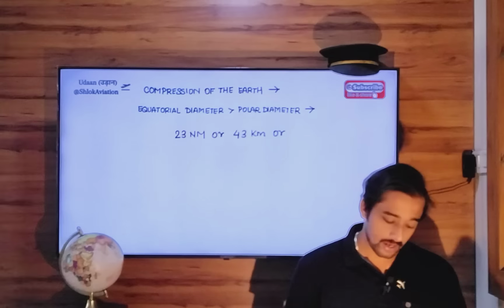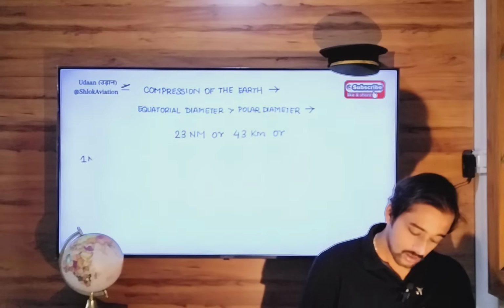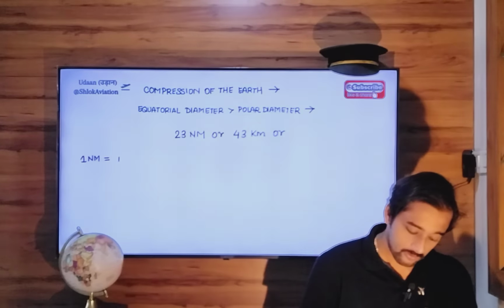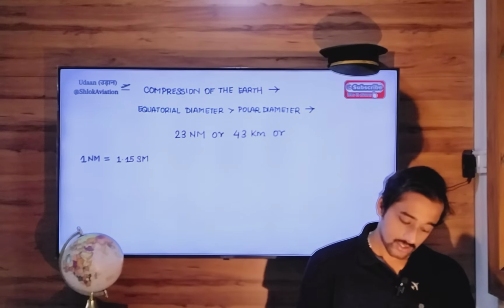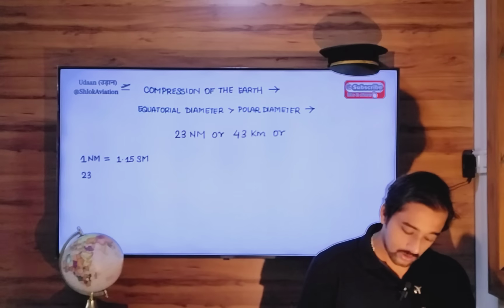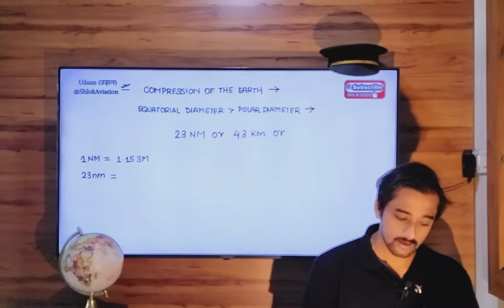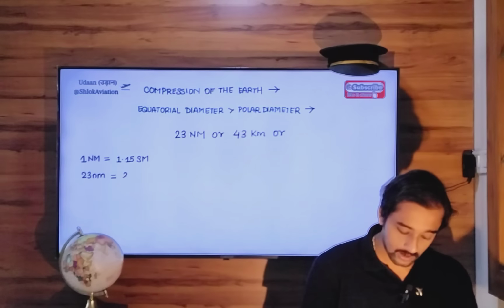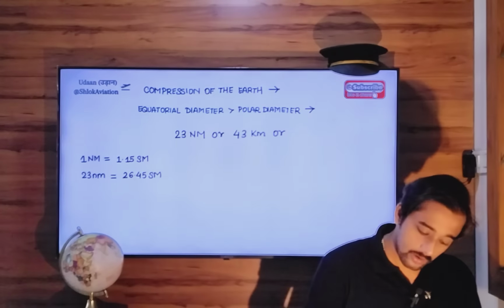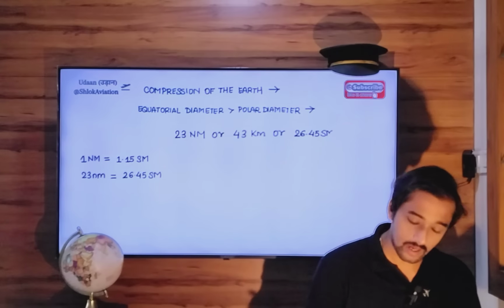Now, 1 nautical mile equals 1.15 statute miles. So 23 nautical miles will be equal to how many miles? 23 into 1.15, 26.45 statute miles.